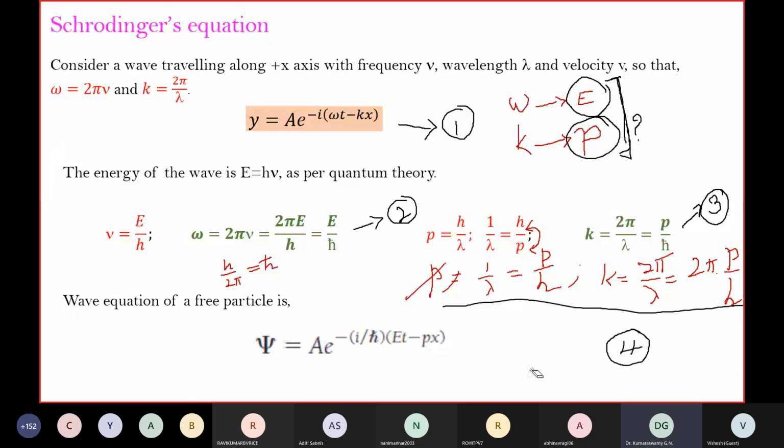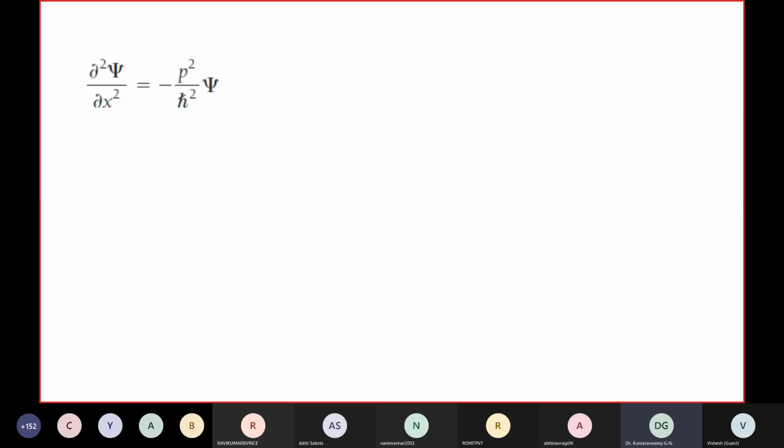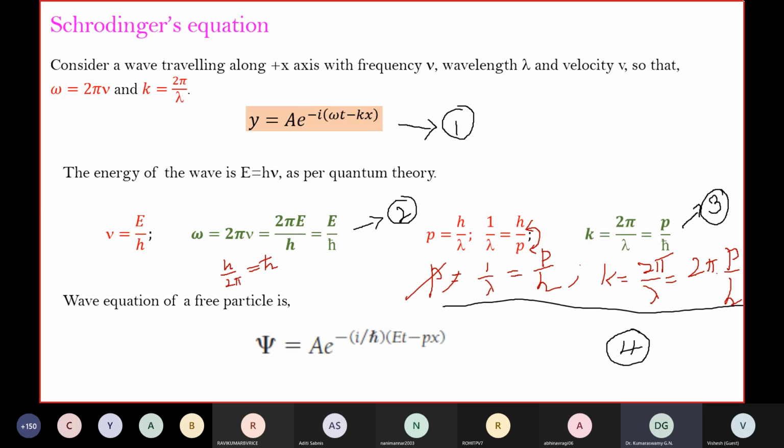Over. So now differentiate equation 4 with respect to x twice. Do it quickly and let me know the answer. Differentiate equation 4 with respect to x twice and let me know the answer. Differentiate this equation twice with respect to x. Fourth one, sir. Yeah, equation 4. Differentiate this with respect to x twice.